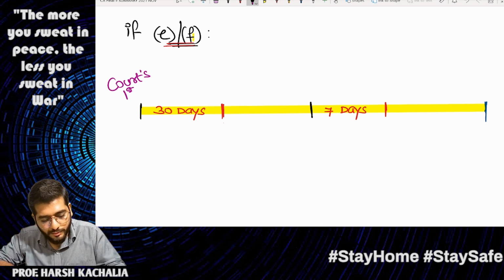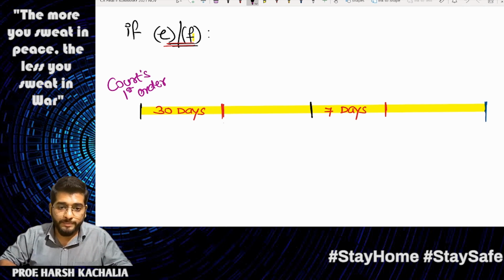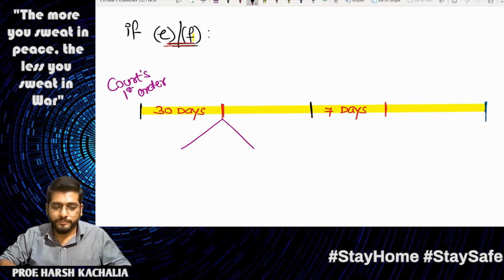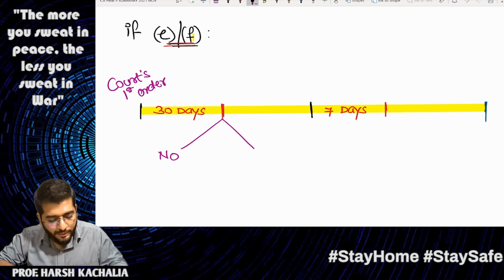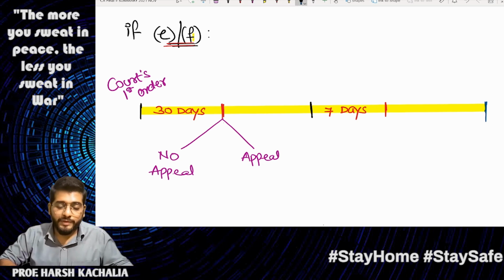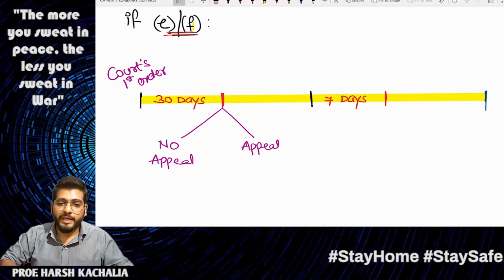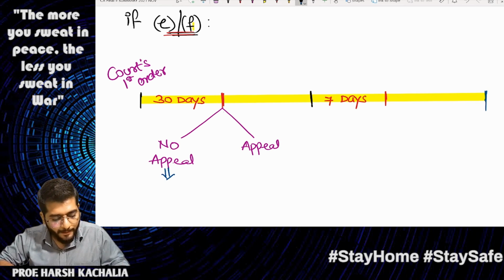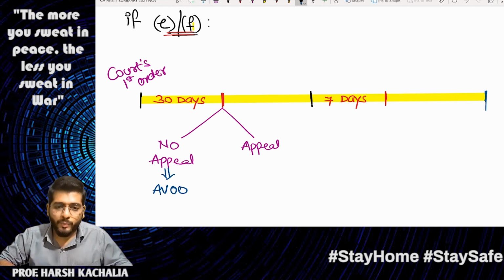Court's first order. Now, when the first order of the court is passed and it is against you, you have a span of 30 days to decide either of the two. First, you say, I do not want to file an appeal. Or you decide, I want to file an appeal. Anyone, right? If you decide that, okay, I don't want to file an appeal and I agree with the order of the court, in that case, it will lead to automatic vacation of office.